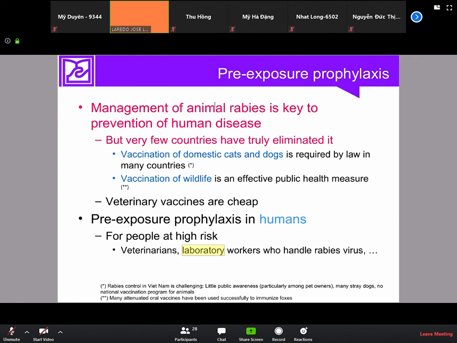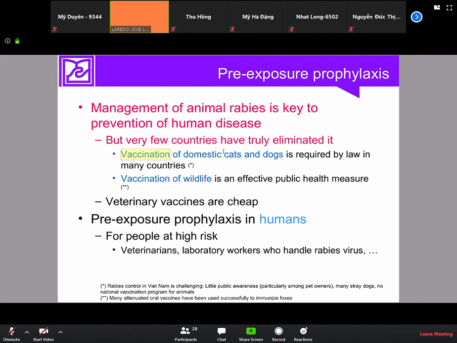Pre-exposure prophylaxis is important for animals. So currently, the management of animal rabies is the key, the most important way to prevent human disease in the population. However, very few countries have eliminated rabies, very, very few. How can we do it?